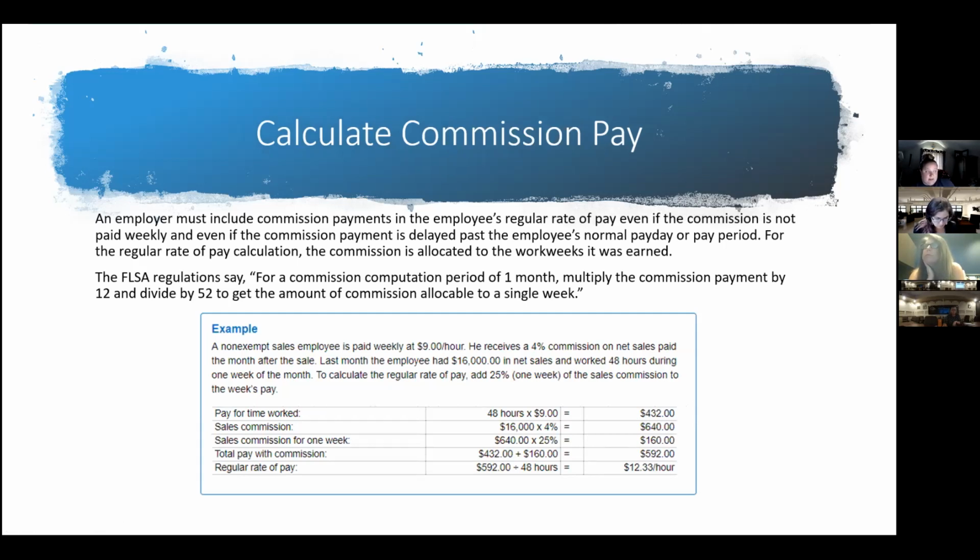Commission pay. An employer must include commission payments in an employee's regular rate of pay, even if the commission is not paid weekly, and even if the commission payment is delayed past the employee's normal payday or pay period. For the regular rate of pay calculation, the commission is allocated to the work weeks it was earned. FLSA regulations say for a commission computation period of 1 month, you multiply the commission payment by 12 and divide by 52 to get the amount of commission allocable to a single week.